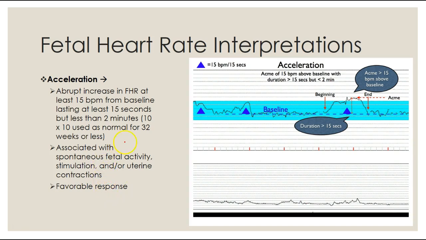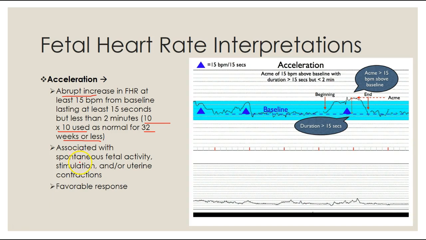Okay, so accelerations are abrupt increases in the fetal heart rate of at least 15 beats from the baseline. They last at least 15 seconds, but less than 2 minutes. And again, 15 by 15s are what we like to see for term babies, but 10 by 10s can also be used as normal if the babies are 32 weeks or less. And that just has to do with the development of their neurological system.